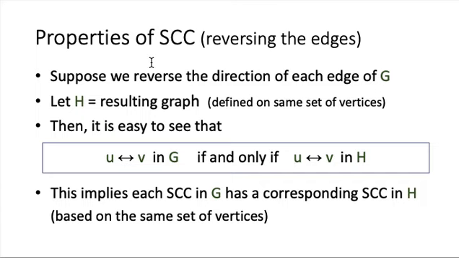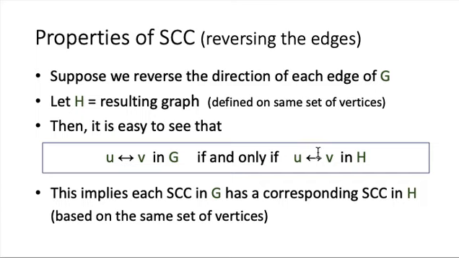Now, there is an interesting property about this SCC idea. Suppose that we reverse the direction of each edge of the graph G. After doing so, we obtain a different graph, let's call it H. Notice that this graph H is defined on the same set of vertices; only the directions of the edges are reversed. Then whenever u and v are mutually reachable in the graph G, it must be true that u and v are mutually reachable in the graph H, and vice versa.